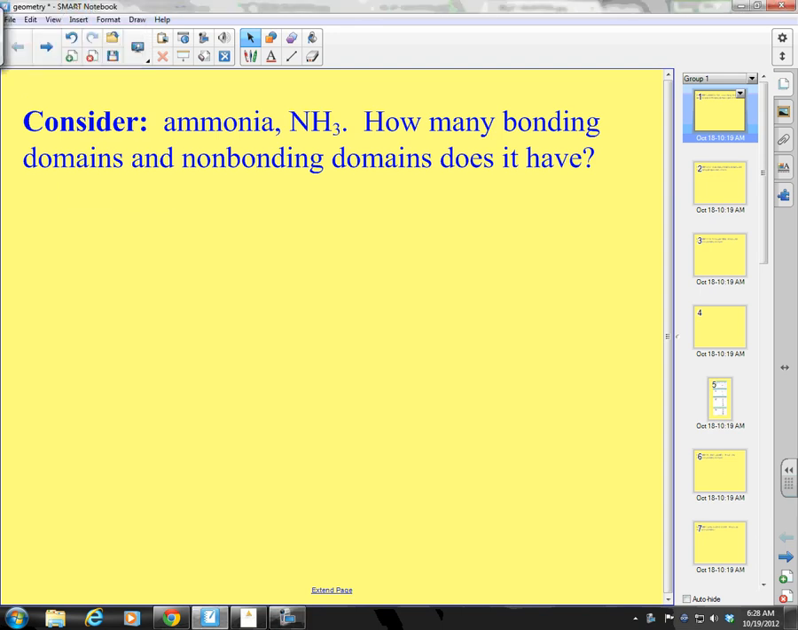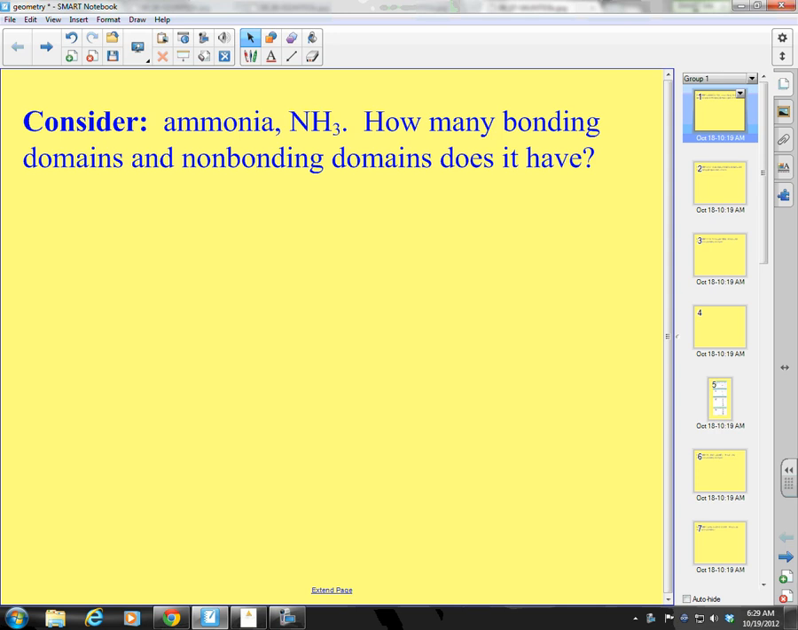Howdy, folks, and let us continue on in our journey to learn chemistry. We have just finished learning about Lewis structures for molecules, and now we want to get into something called molecular geometry. And what is molecular geometry? Well, it is the shape of molecules. To begin with, I think we first have to understand something about bonding domains and non-bonding domains, which are nice tools to help us with molecular geometry.